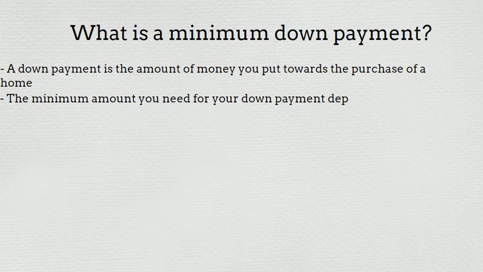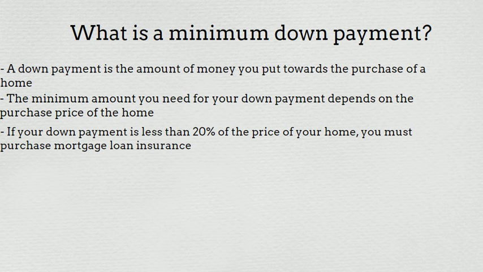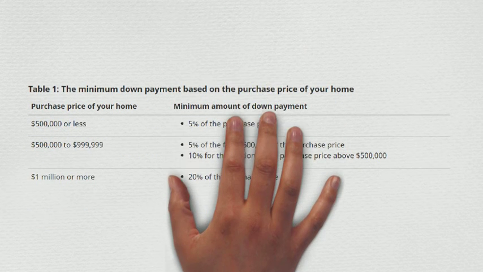The minimum amount you need for a down payment depends on the purchase price of your home. If your down payment is less than 20% of the price of your home, you must purchase mortgage loan insurance. Let's take a look at Table 1. Table 1 goes over the minimum down payment based on the purchase price of your home.